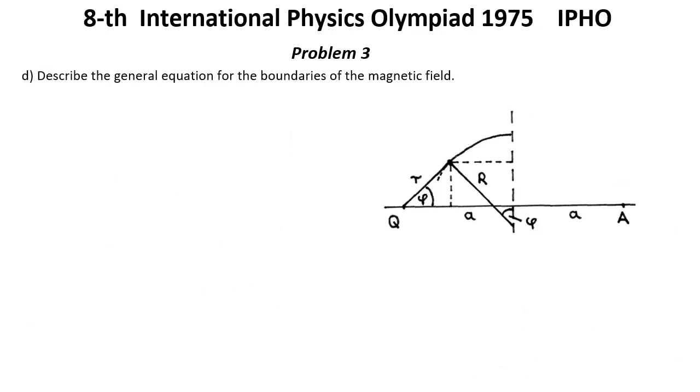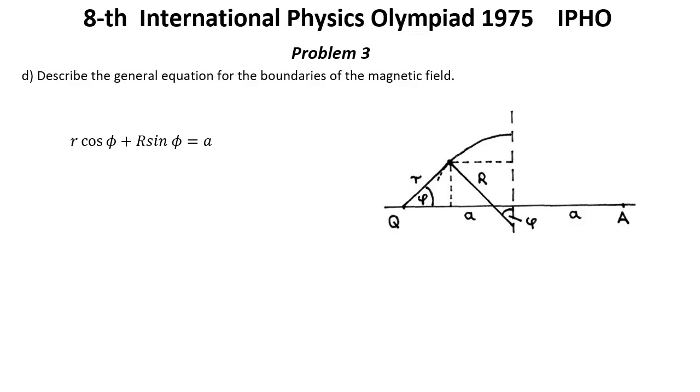Question D. Describe the general equation for the boundaries of the magnetic field. Solution. It is convenient to derive a general equation for the boundaries of the magnetic field in polar coordinates r and phi, instead of using Cartesian coordinates x, y. The following relation is obtained from the figure: from this figure we have r multiplied by cosine phi plus R sine phi equals a.